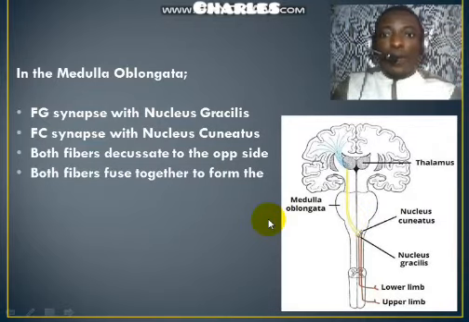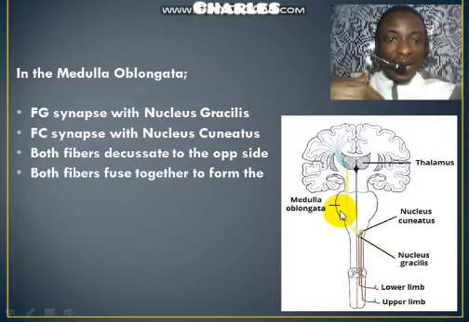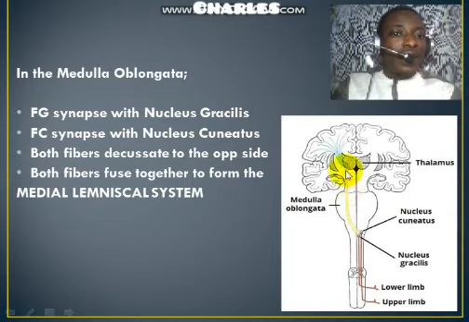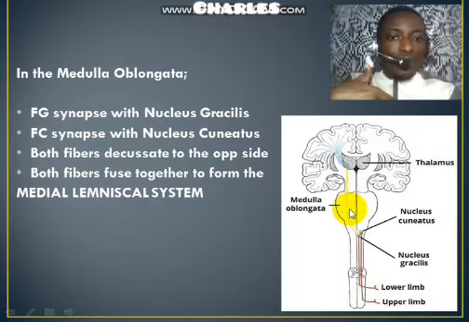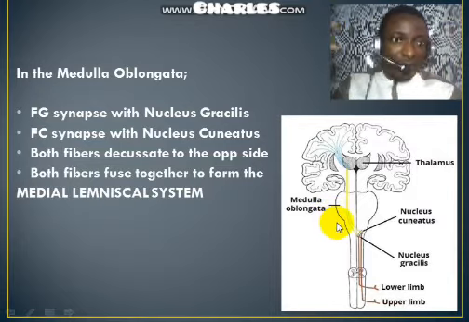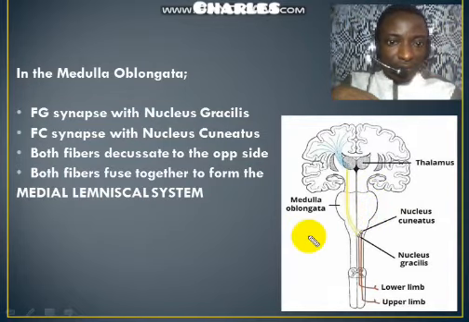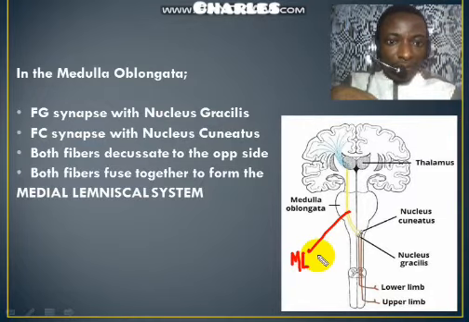Going forward, both fibers now fuse together to form the medial lemniscal system. This is still occurring within the medulla oblongata. Now after decussation, they fuse together to form what? The medial lemniscal system. This is the medial lemniscal system.